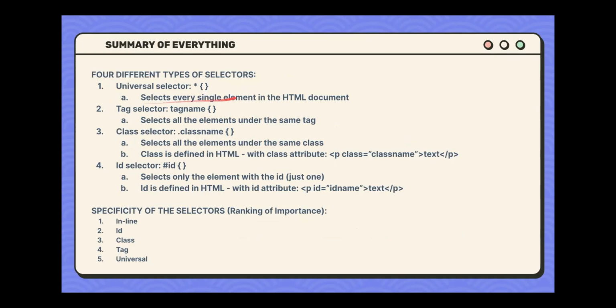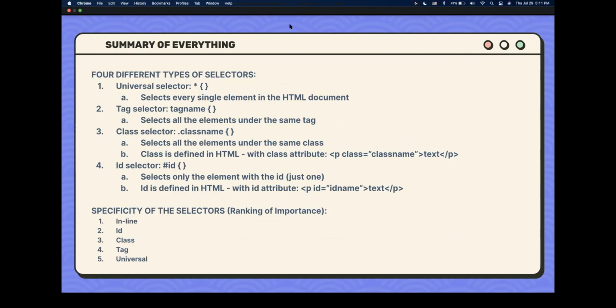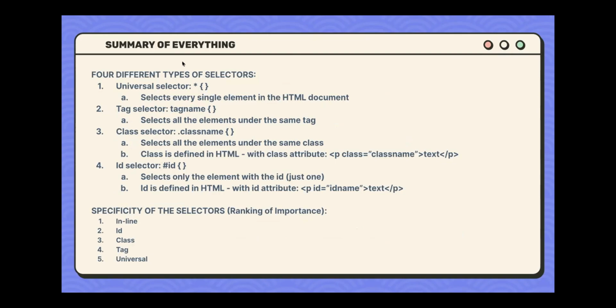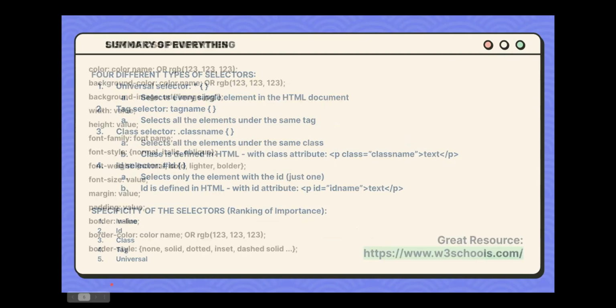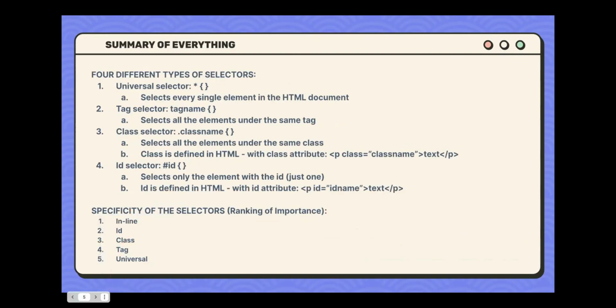We have the universal selector that selects every single element in the HTML document. We have the tag name selector. So just putting the tag name here selects all the elements with the same tag. So for example, if we do P, then it edits every single paragraph tag. And we have the class selector, which is with the dot and then the class name.